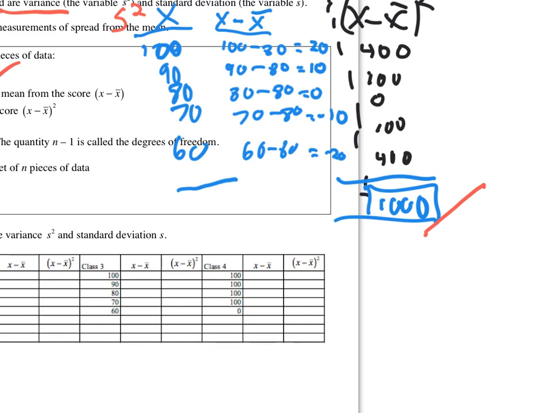Good enough. All right, so what is n minus 1? Yes, n is 5. So what's 5 minus 1? That's 4. So what's 1,000 divided by 4? 250. N is how many terms you have. How many students in our class.